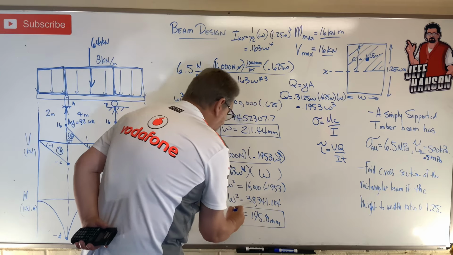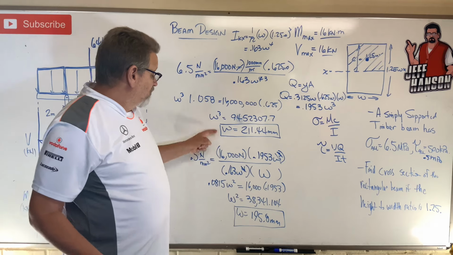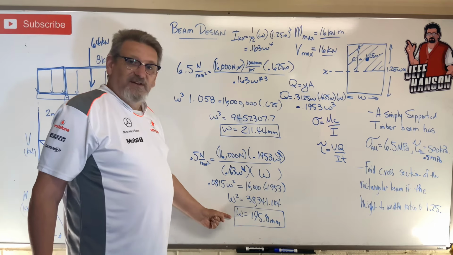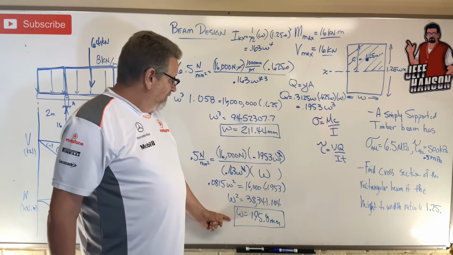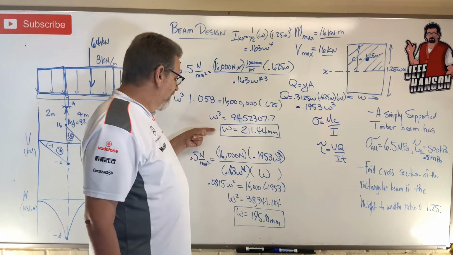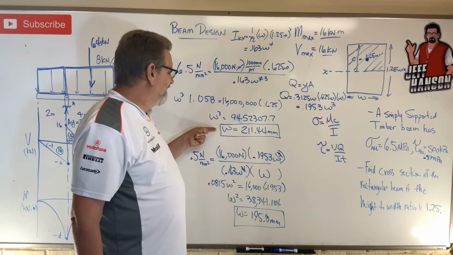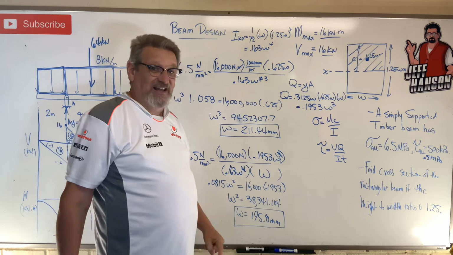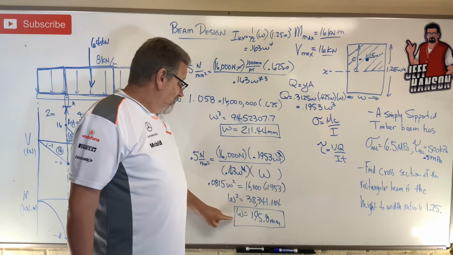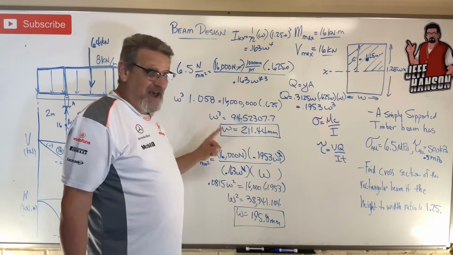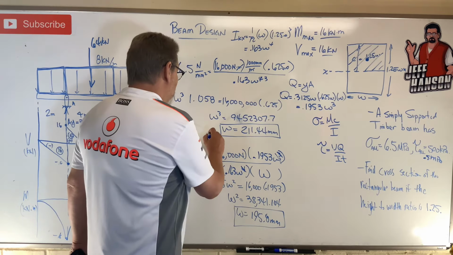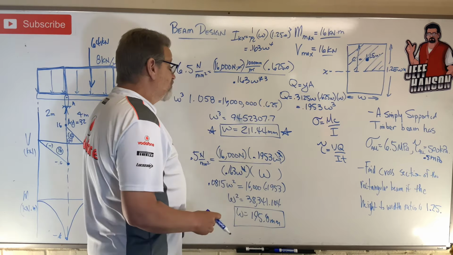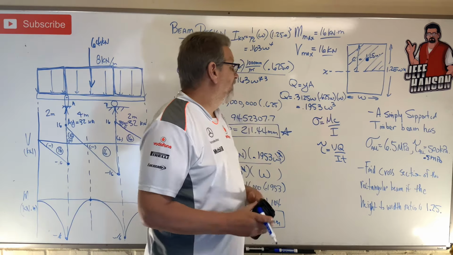Okay. You know what? Those are pretty close. So which one do we pick here? Well, if we pick this one, it works fine for tau. But if we check sigma and the beam's only 195 wide, sigma's going to fail because sigma has to be at least 211 to survive. So this is not enough beam. You have to pick the bigger number. So this guy here is the winner. So W, the width, is 211.44.